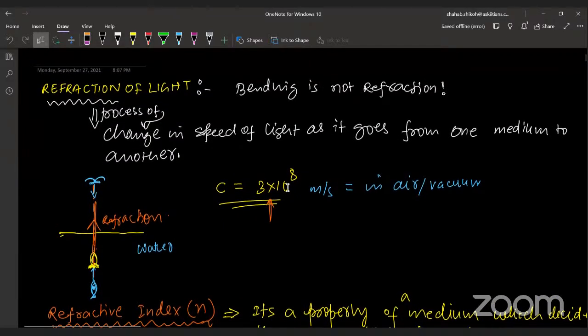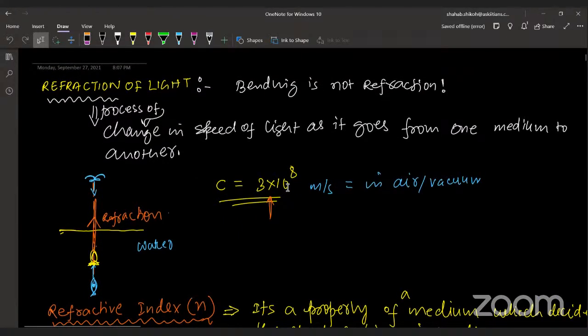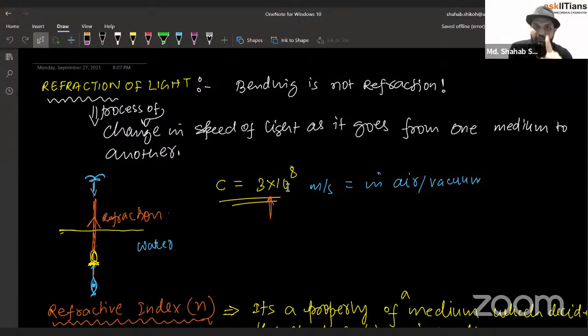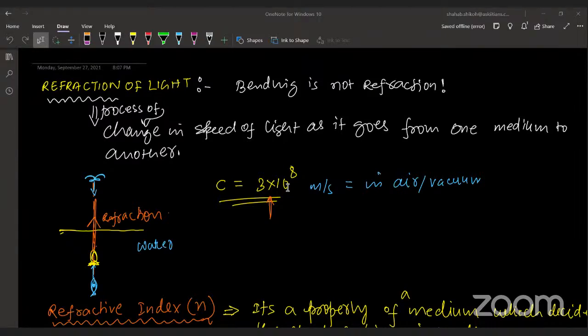But then indirectly the speed of light changes, that's why it bends, right? No, sir, it's not that way. Speed of light changes, that's why it bends. Bending is due to refraction. And what is refraction? It's the process of change in speed of light. There is no bending when light hits perpendicular to the water surface. Will you not call it refraction? Tell me. Yes, you will.